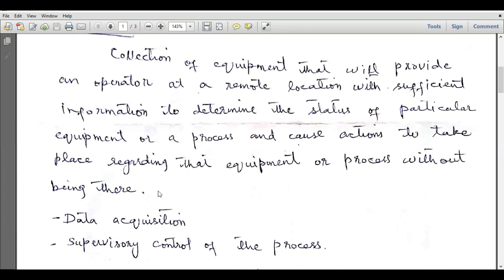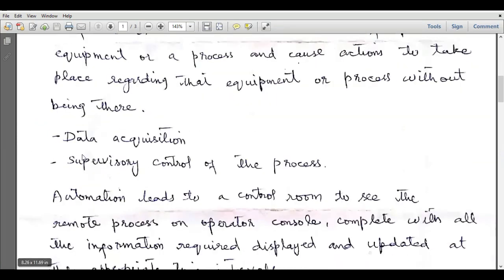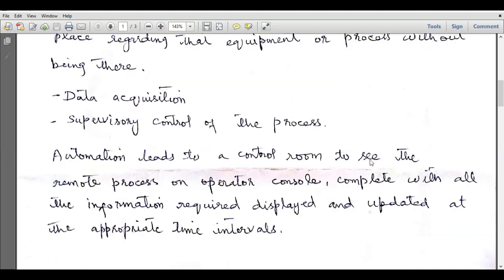Remotely in a control room, the power system operator can monitor and command the power system to get the desired result. So, data acquisition and supervisory control of the process, these are the two main tasks of a SCADA system. Automation leads to a control room to see the remote process on an operator console, complete with all the information required, displayed and updated at the appropriate time intervals.